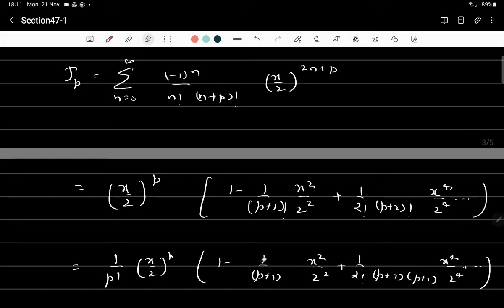So this term would be 1 by p plus 1, x square by p square, then 1 plus 2 factorial, p plus 1, p plus 2, and so on. And now let's substitute p is equal to half. If you substitute p is equal to half, it is 1 by half factorial. Do you know what is half factorial?